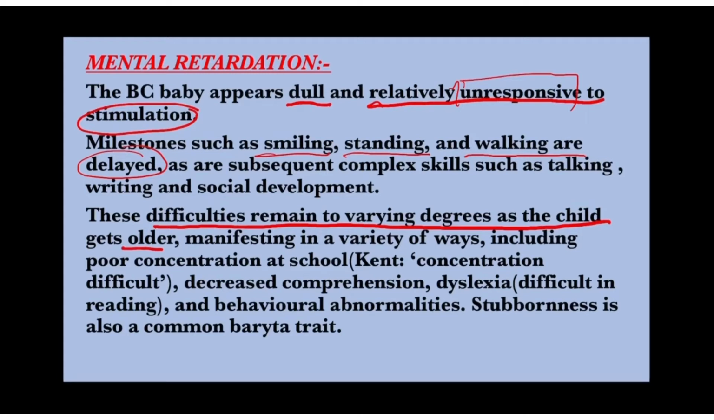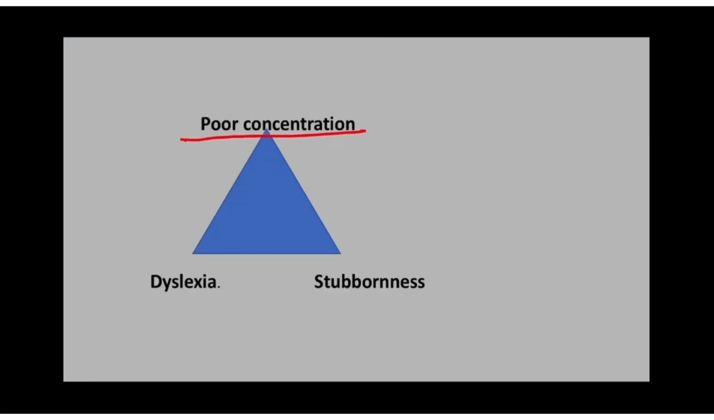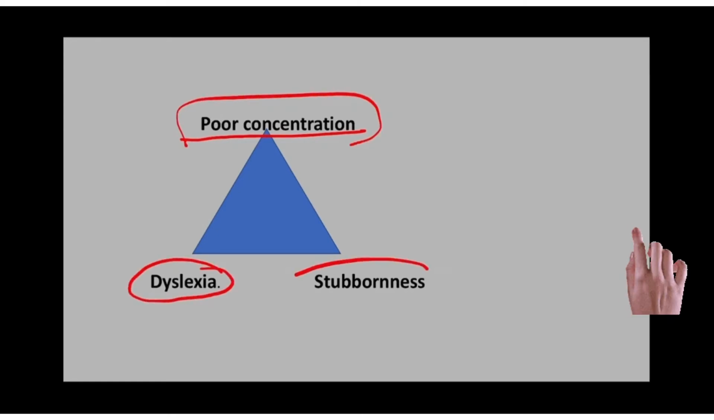Stubbornness is also a common Baryta trait. You will see this in the further slides. The milestones such as smiling, standing and walking, these three things are delayed here. There are also complex skills such as talking, writing and social development, where there is retardation. Next, there is poor concentration and dyslexia, difficulty in reading, stubbornness, and being unable to speak.